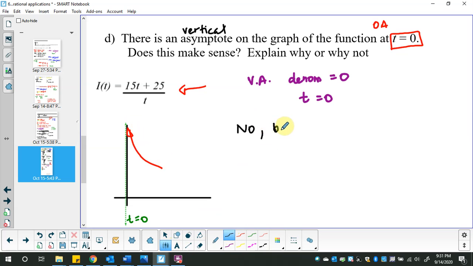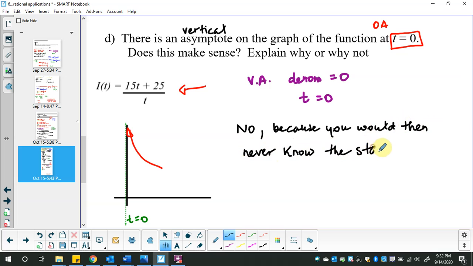No, because you would then never know the starting value in dollars of the investment.